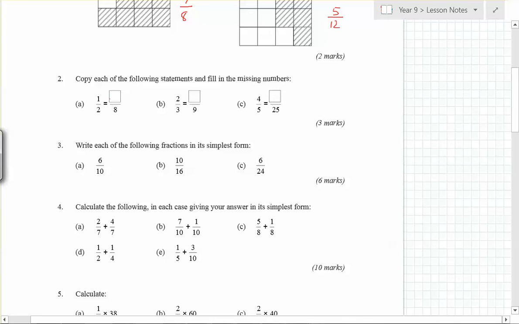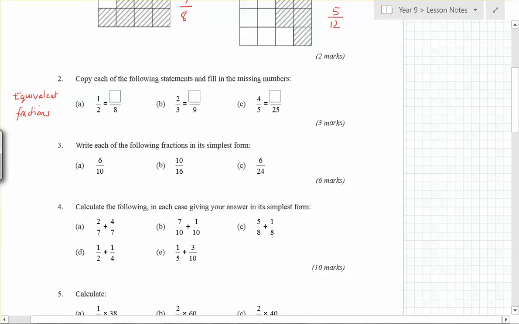Right. Each of the following. So these, when two fractions are equal, this is called, and you might want to make a note on yours, equivalent fractions. Alright? And how do you find equivalent fractions, Sophie?